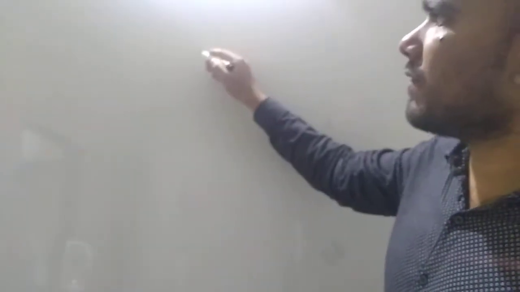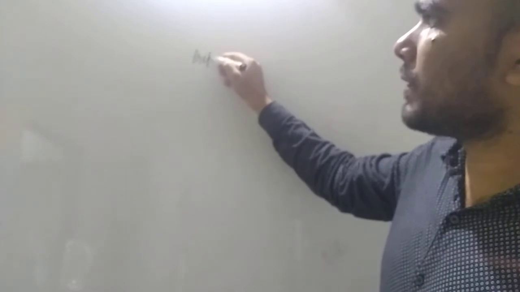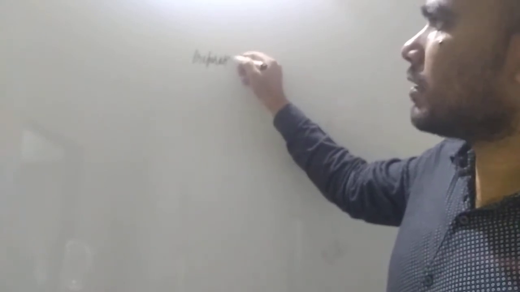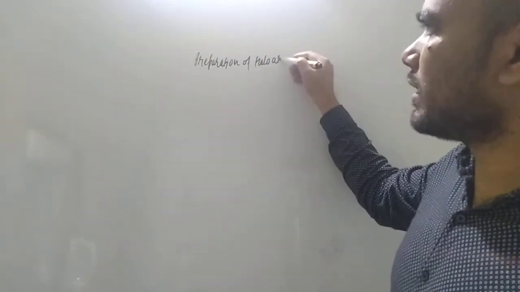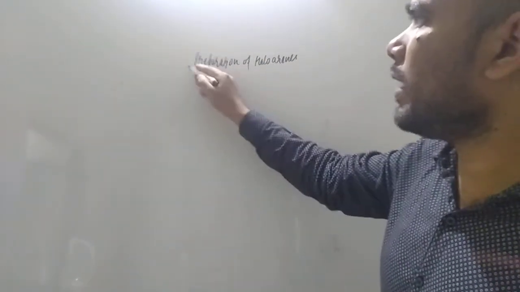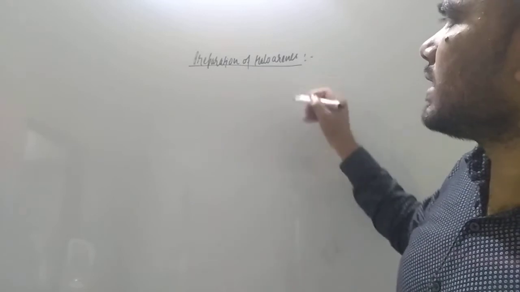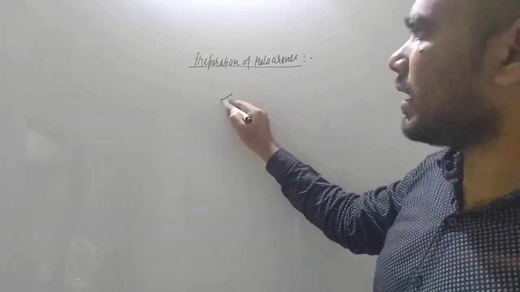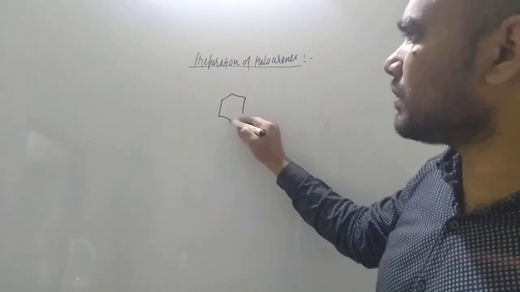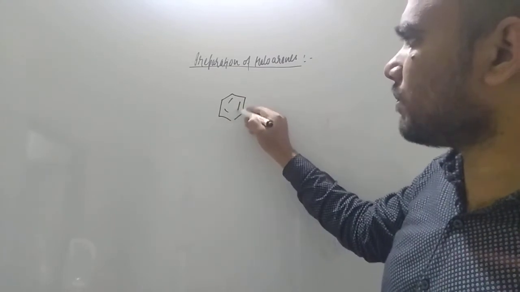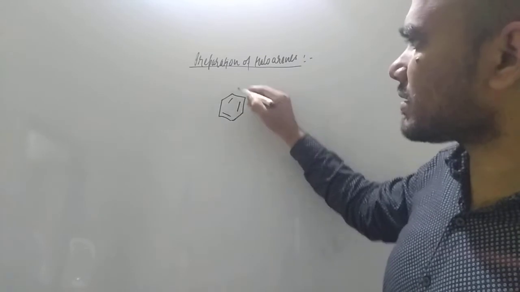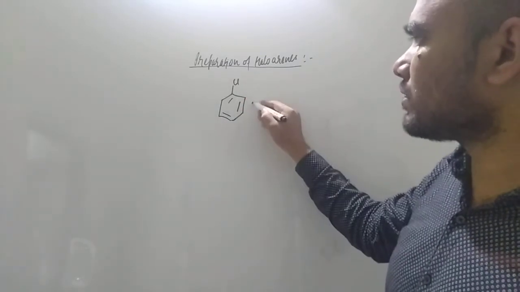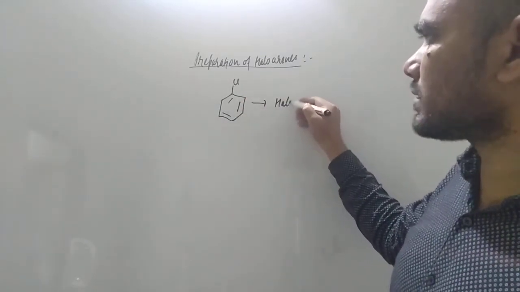Hello students, now let us see the preparation of haloarenes. How can you prepare haloarenes? Haloarenes are in the arenes group. Arenes means benzene or an aromatic compound. If any halogen atom is attached to that group, that is known as haloarenes.